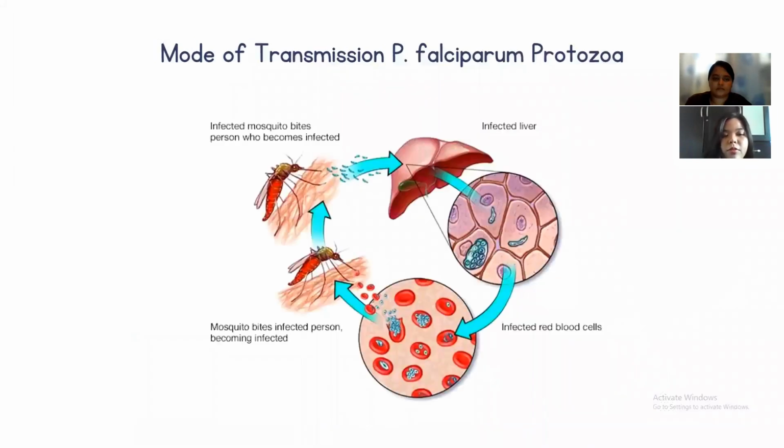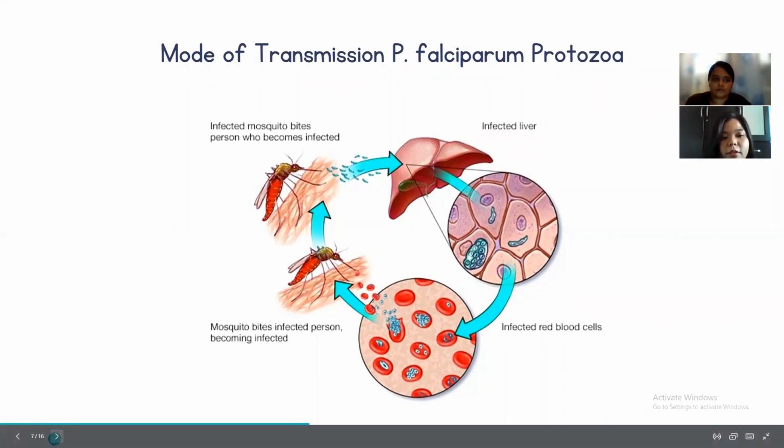The mode of transmission of Plasmodium falciparum protozoa. It begins when the infected mosquito bites the person and infects the human liver, then causes the infection in the red blood cell. And then the cycle will rotate again. Next.